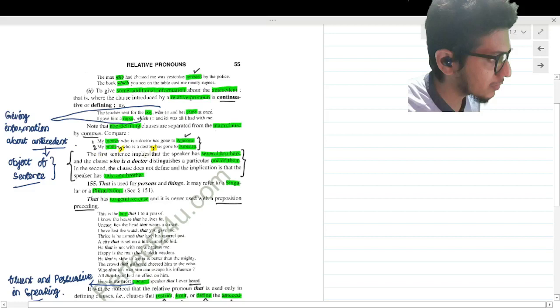The first sentence implies that the speaker has several brothers, and the clause "who is a doctor" distinguishes a particular one of them. In the second sentence, the clause does not define; the implication is that the speaker has only one brother.